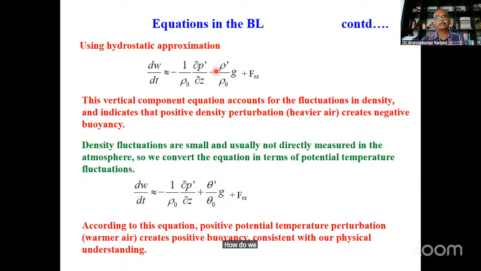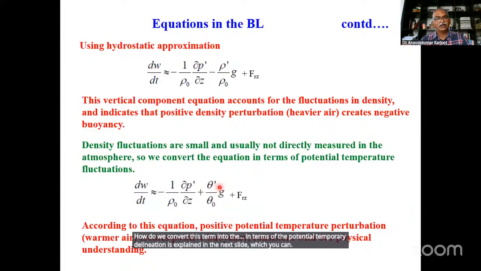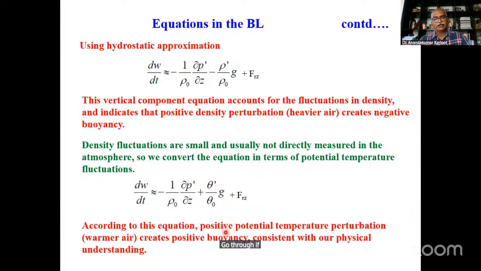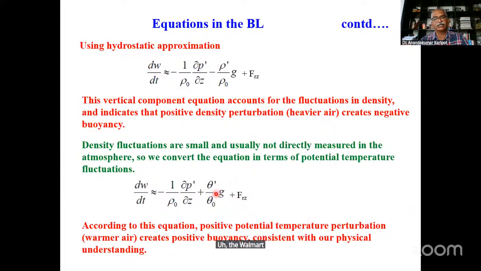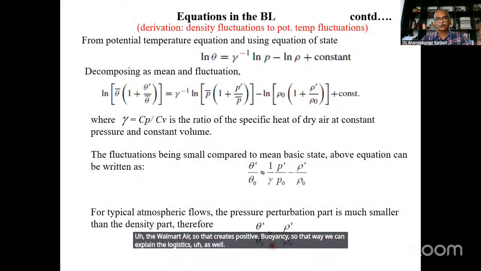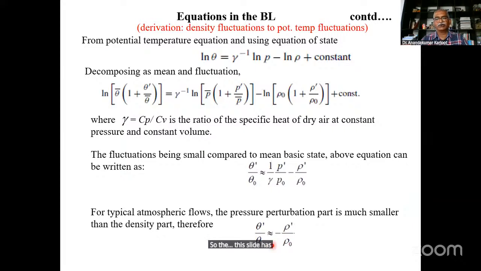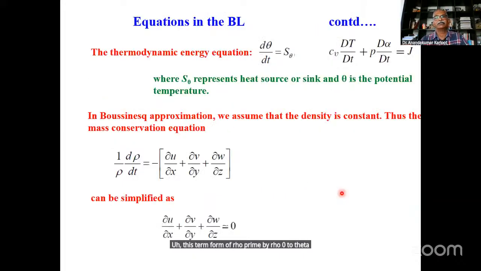How we convert this term into the potential temperature deviation is explained in the next slide, which you can go through if interested. According to this equation, a positive temperature perturbation, that means warmer air, creates positive buoyancy. That way we can explain the physics as well. This slide has all those details of how we convert this term from rho prime by rho 0 to theta prime by theta 0.